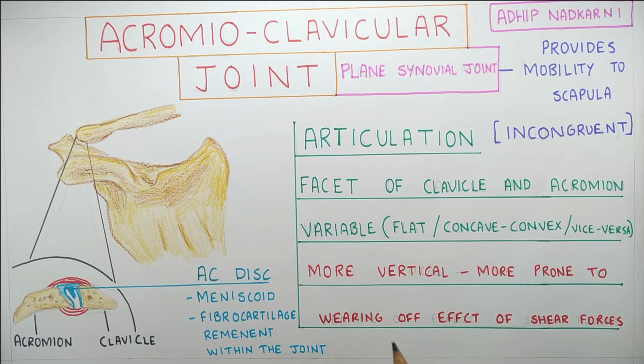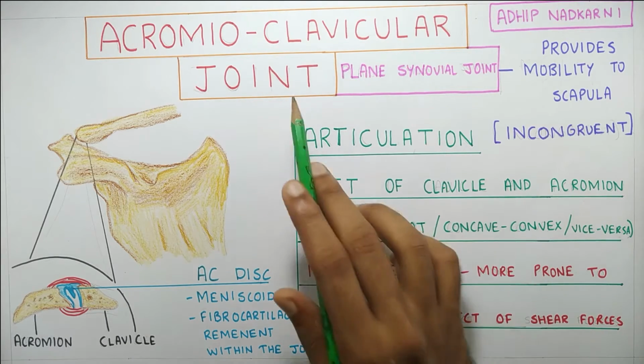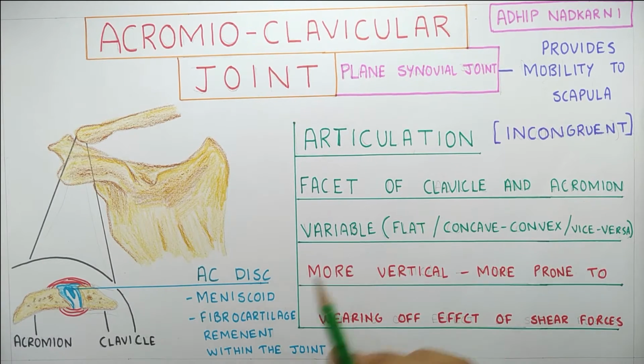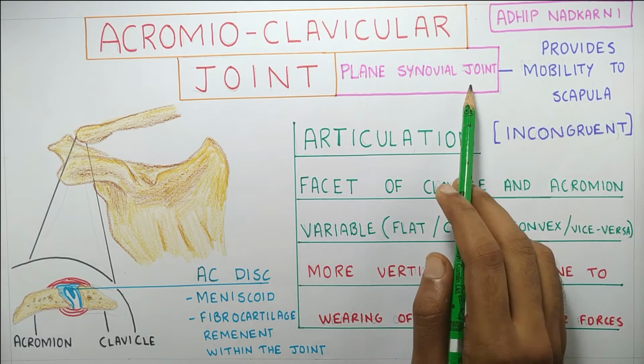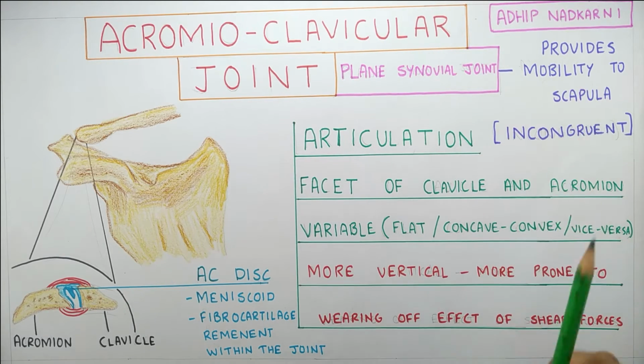In this video, we are going to talk about the acromioclavicular joint structure. We will look at the articulating surfaces and then we will look at the ligaments that attach around this joint, which provide stability to the acromioclavicular joint. So to begin with, this joint is a plain synovial joint which provides mobility to the scapula.